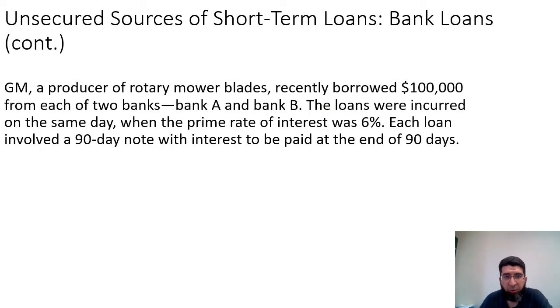So GM, a producer of rotary mower blades, recently borrowed $100,000 from each of two banks, Bank A and Bank B. The loans were incurred on the same day when the prime rate of interest was 6%. Each loan involved a 90-day note with the interest to be paid at the end of 90 days. Let's look at the two options.